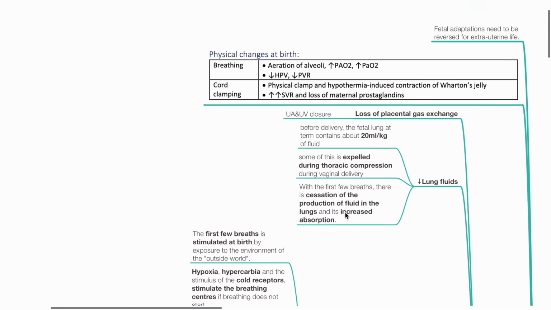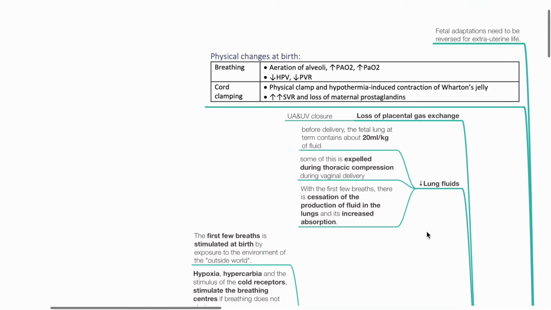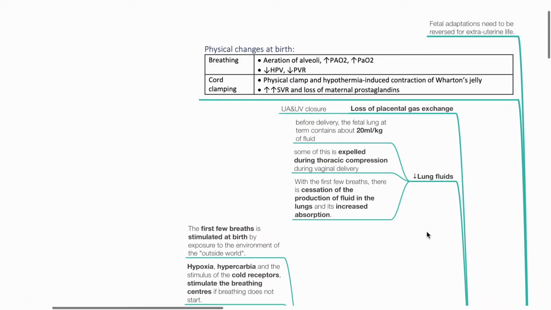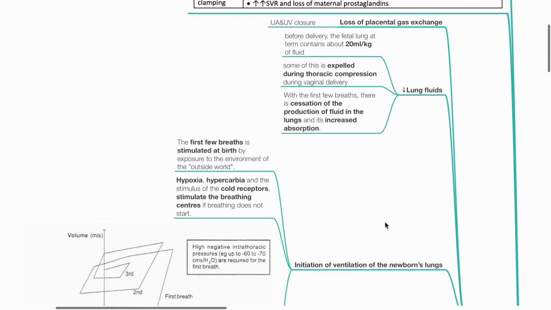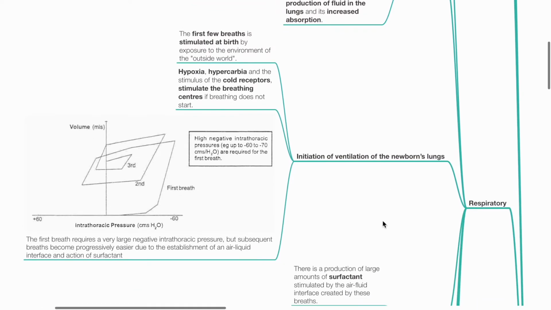Respiratory changes. Loss of placental gas exchange is due to umbilical artery and umbilical vein closure. Reduction in lung fluids. Before delivery, the fetal lung at term contains about 20 ml per kg of fluid. Some of this is expelled during thoracic compression during vaginal delivery. With the first few breaths, there is cessation of the production of fluid in the lungs, and there is increased absorption. Initiation of ventilation of the newborn's lungs.